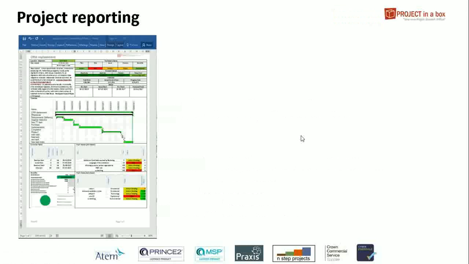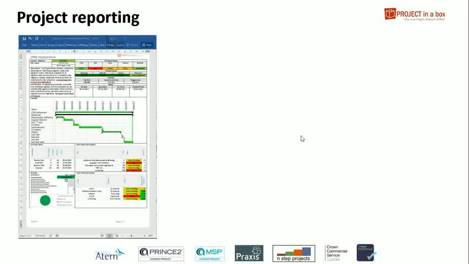So Project in a Box collects all sorts of data for you at the project level, from task and risk and issue information, resource profiling, cost information, benefits, finances, a whole load of things about your project automatically assembled for you at the project level. And then a template can process that into a report for you.